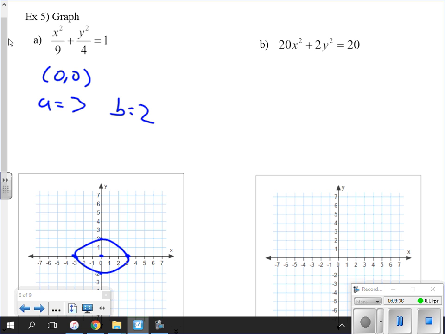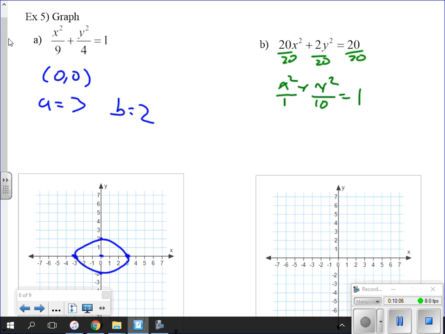What's our problem with B? It's not in standard form because it needs to be equal to 1. If it's not equal to 1, you make it equal to 1. Yeah, divide everything by 20. So I get x squared plus y squared over 10 is equal to 1. What is my x squared over for purposes of being an ellipse? 1. Over 1.